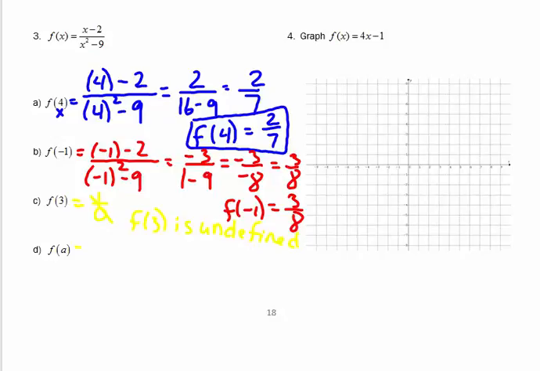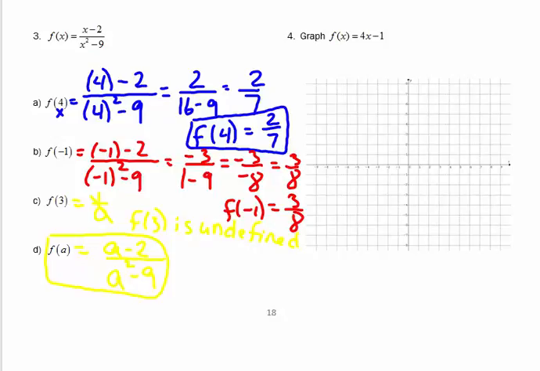Lastly, f of a. When I plug in an a on top, I get a minus 2. When I plug in an a on bottom, I get a squared minus 9. Yes, you could factor a squared minus 9, but nothing else is going to be able to cancel from that, so we can leave it as a minus 2 over a squared minus 9. So this last problem is just to see how many students truly understand function notation.